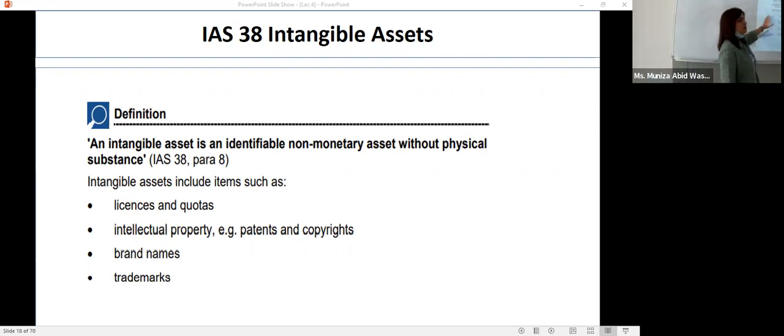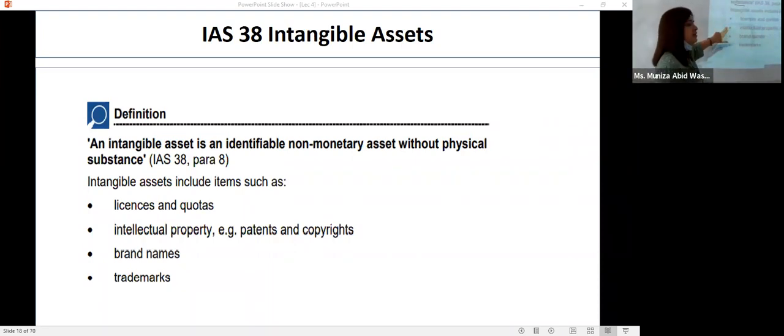What are the items which can be included under intangible assets? The first one is licenses and quotas. The second one is intellectual property like patents and copyrights. Patents, as we have discussed earlier, are specific kinds of formulas which are used in order to prepare a product. Copyright is the right which gives one particular entity the right to print certain documents. Instead of that entity, no other entity would be able to print the particular document. So these are regarded as intangible assets, and brand names.